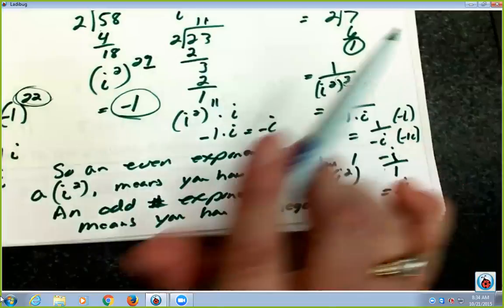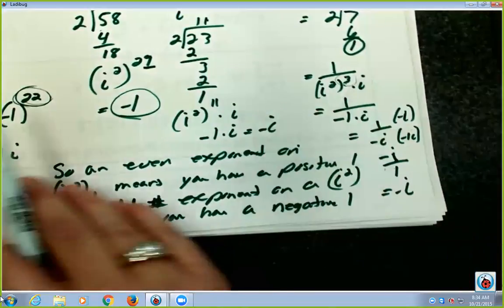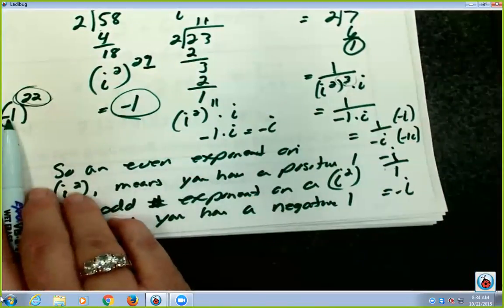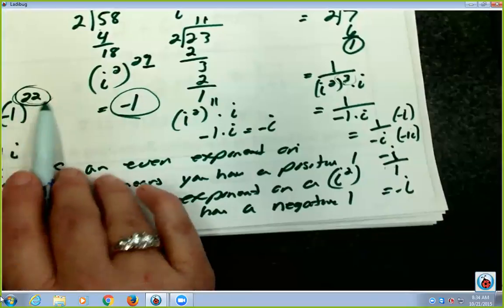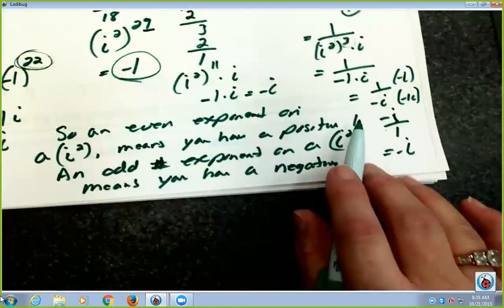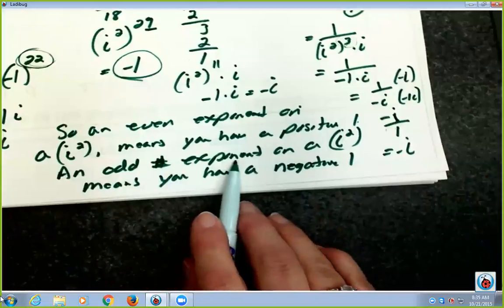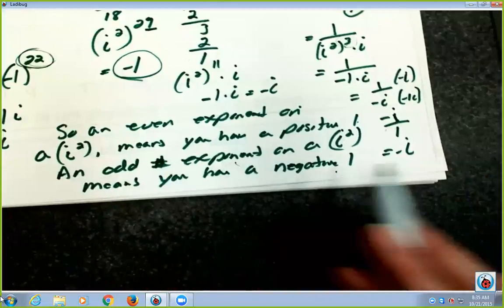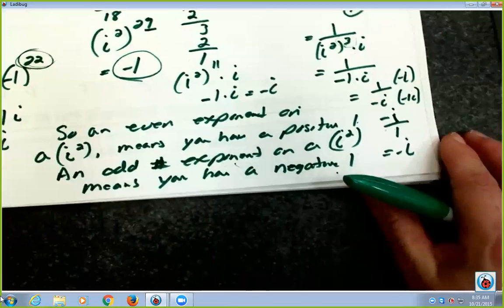All you're looking for is how many i squareds, because every i squared you get equals a negative 1. And so this exponent tells you whether it's positive or not. Again, if it's even, you know you're going to have a positive 1. If the exponent is odd, you're going to have a negative 1. So keep that in mind when you're doing those.